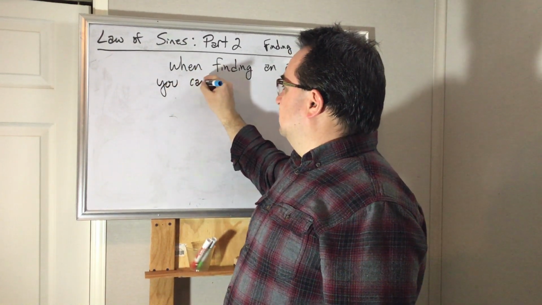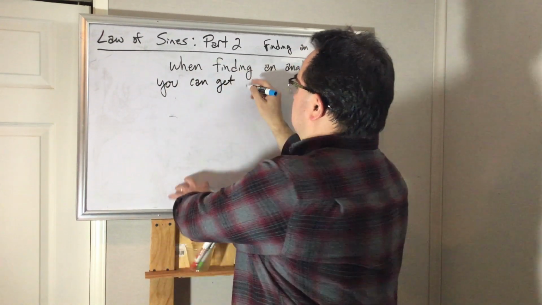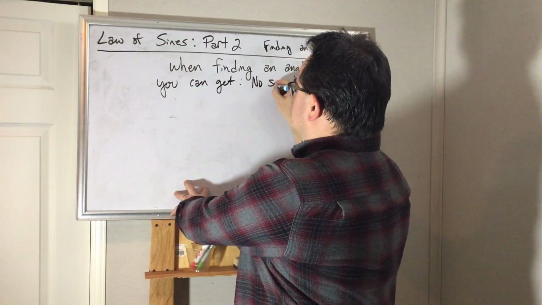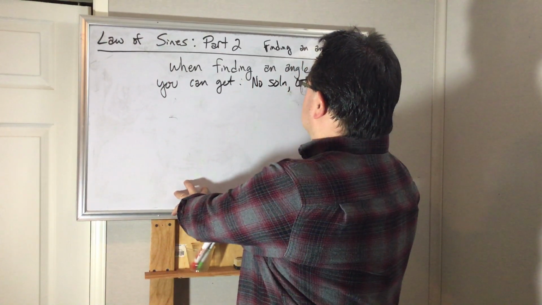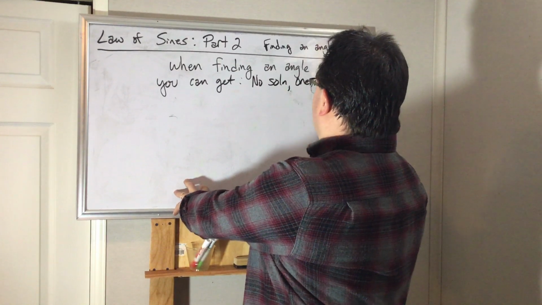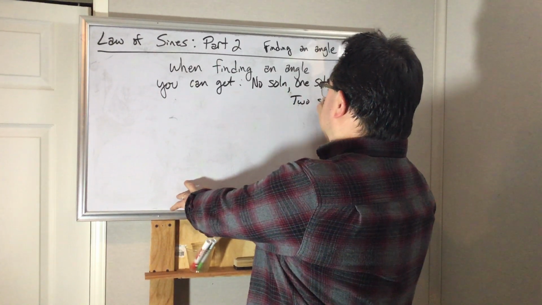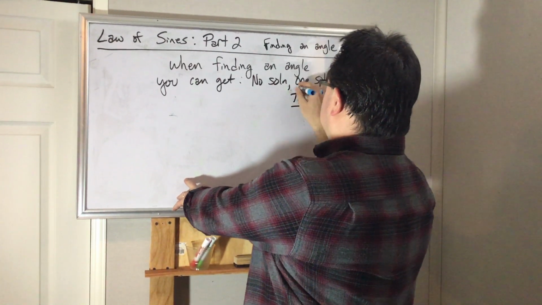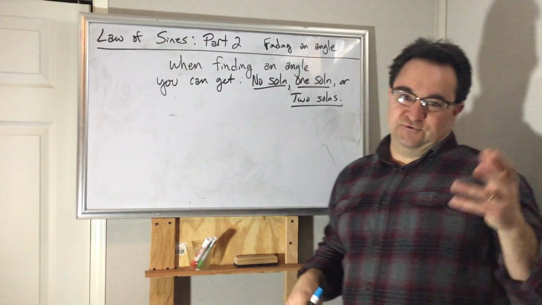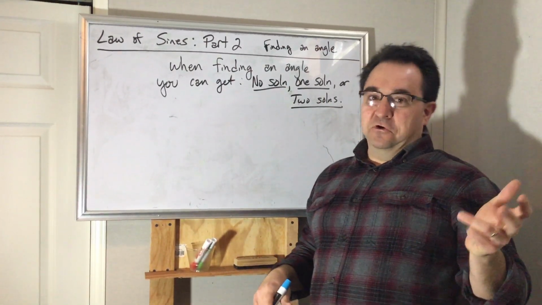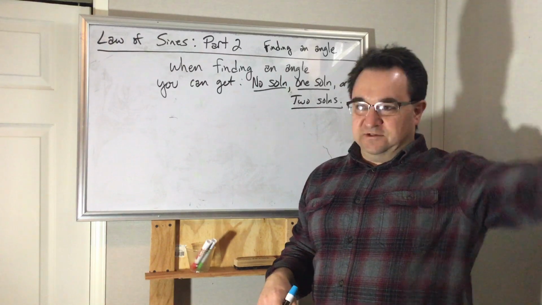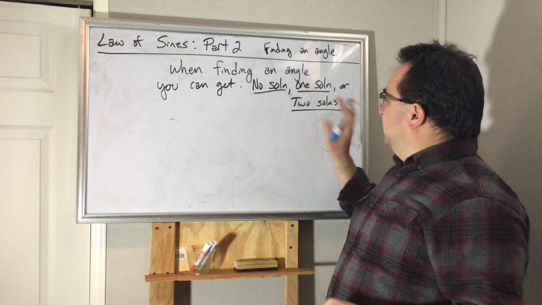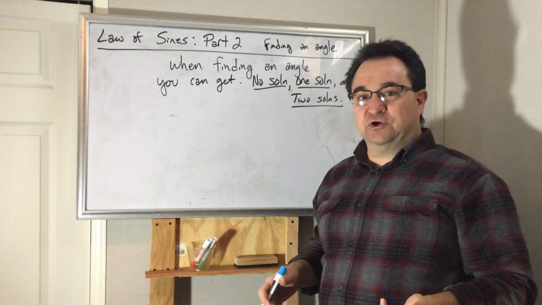You can get no solution, one solution, or two solutions. Right? So already we don't like it, right? Before it was just you get an answer and you're done. But now we have multiple solutions that could occur.